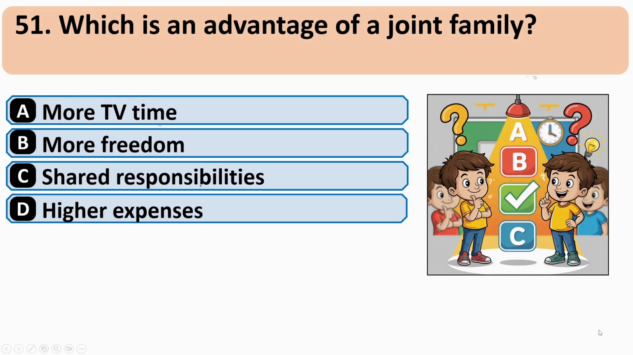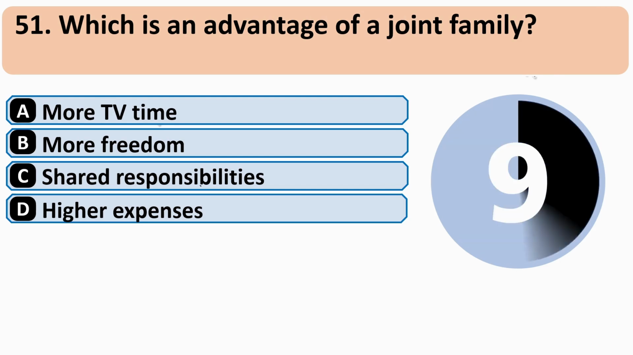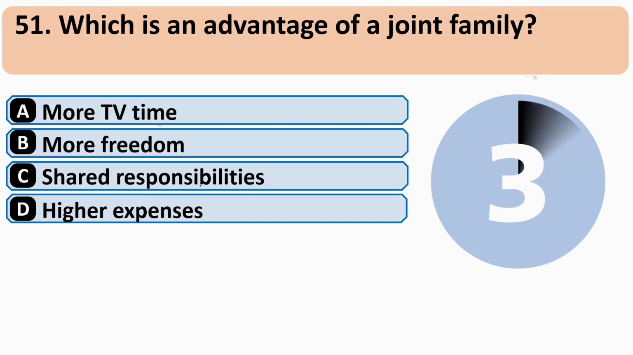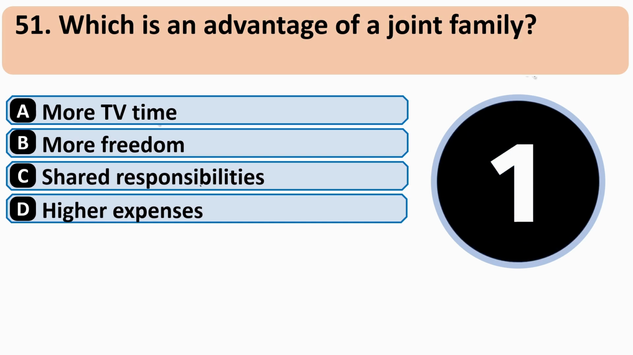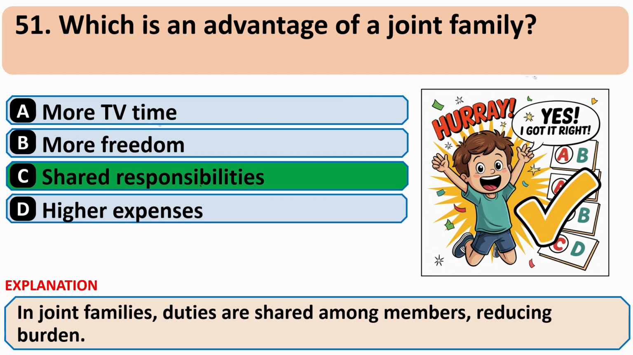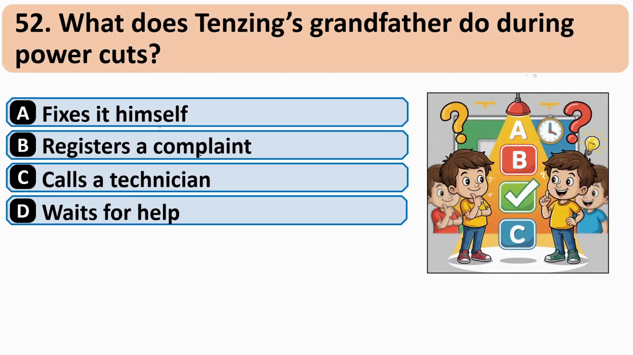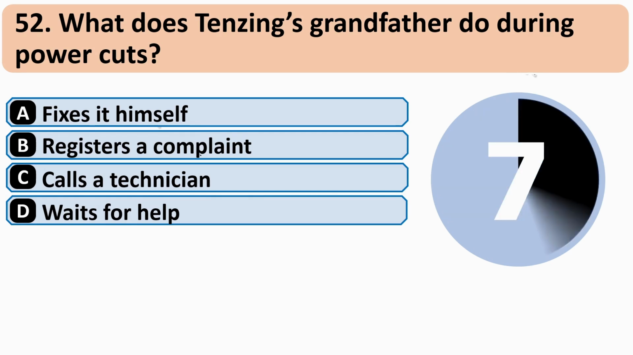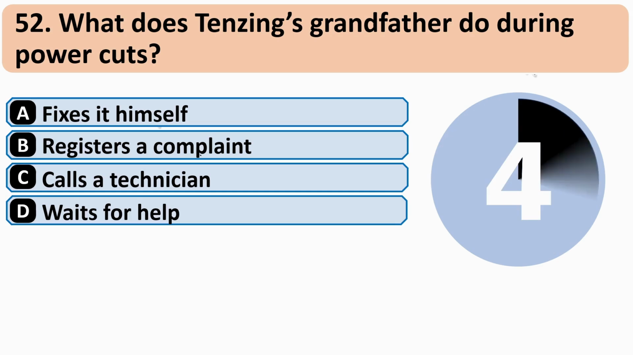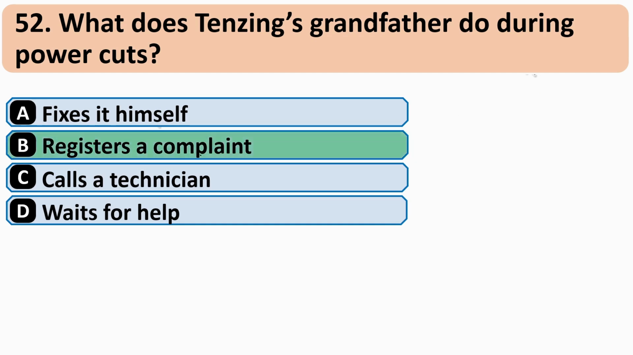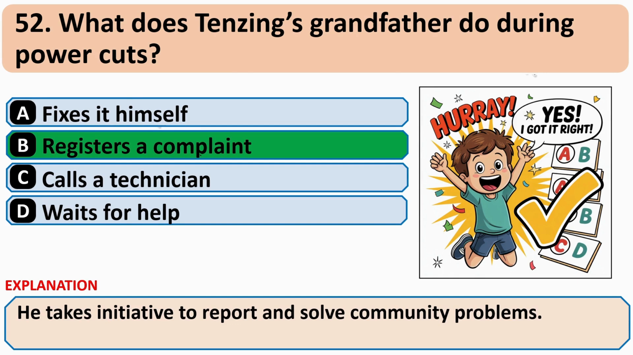Which is an advantage of a joint family? And correct answer is C, shared responsibilities. What does Tenzing's grandfather do during power cut? And correct answer is B, register a complaint.